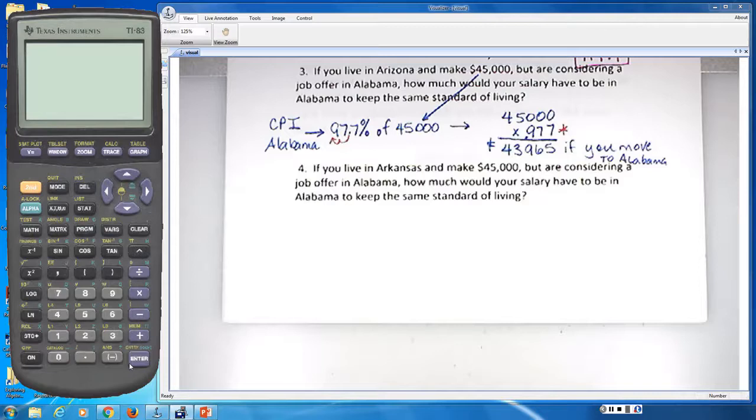I changed the reference value, right, so this doesn't make any mention of the reference value. So how much do you need to make if you move from Arkansas to Alabama? 56,872. Okay.